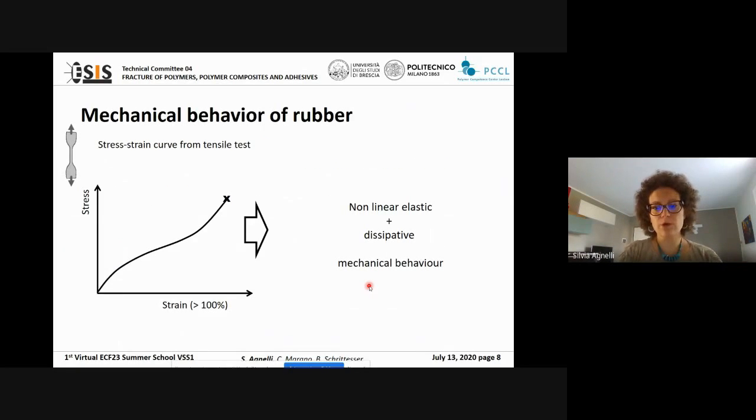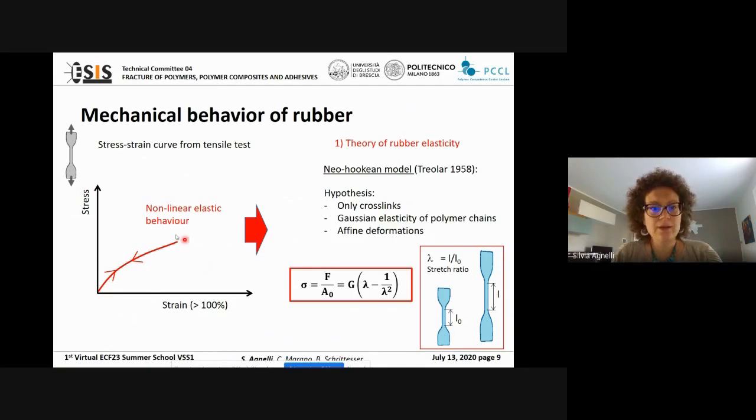Now let's take a closer look at the mechanical behavior of rubber. Here you can find a sketch of a typical stress-strain curve of rubber, obtained in a tensile test. At the beginning, you can find a non-linear elastic region where stiffness is decreasing by increasing strain. And this is due to several reasons. The first one is well explained by the theory of rubber elasticity. In one of the simplest models, the stress is related to the stretch ratio by this equation, where G is the shear modulus, the shear elastic modulus.